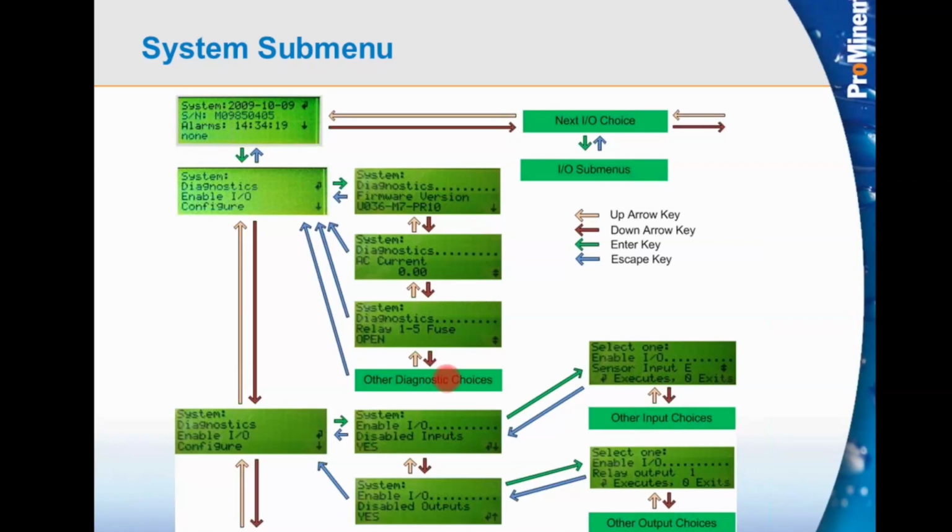So, as you can see, the top display allows you to go using up and down arrows through all the I/O choices. Once you enter into any particular choice, you have submenus that are related to that particular item.